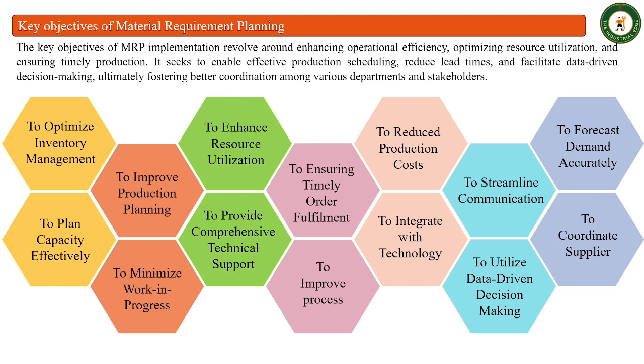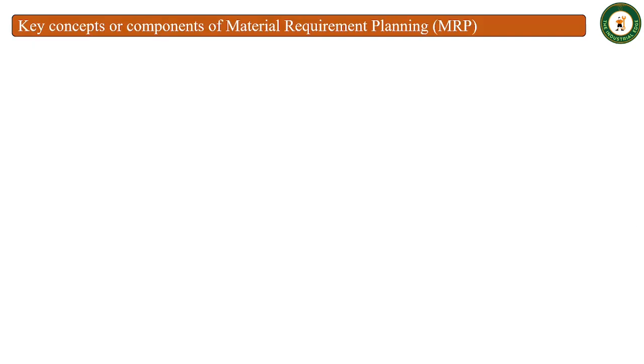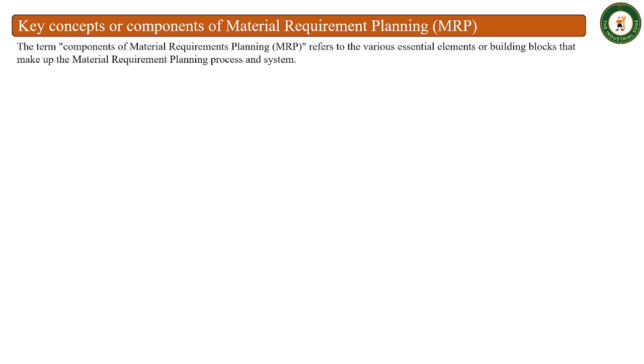Overall, MRP implementation aims to create a well-coordinated, efficient, and responsive production environment that meets customer demands while minimizing cost and maximizing resource utilization. Now next we are going to discuss the key concepts or components of material requirement planning. The term component of material requirement planning refers to the various essential elements or building blocks that make up the material requirement planning process and system. So we are going to discuss all these one by one.